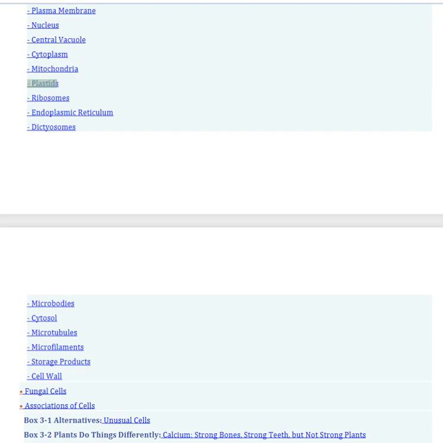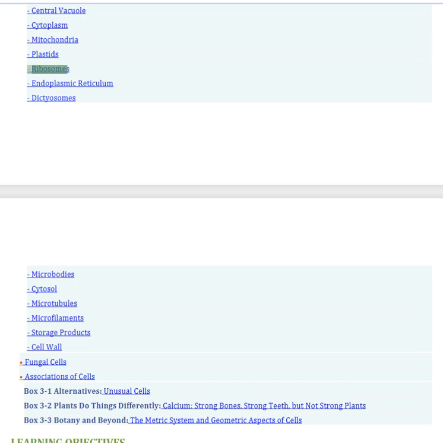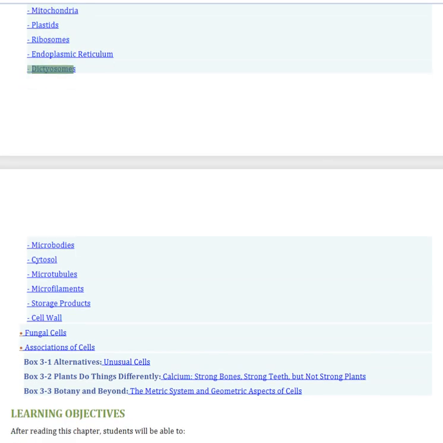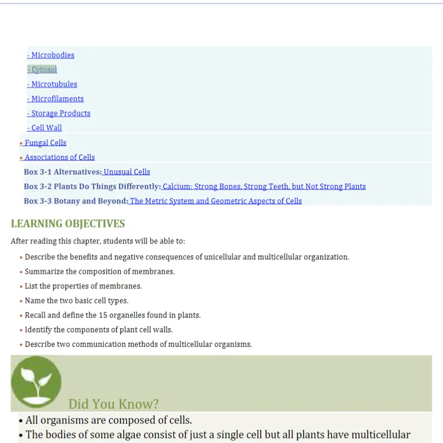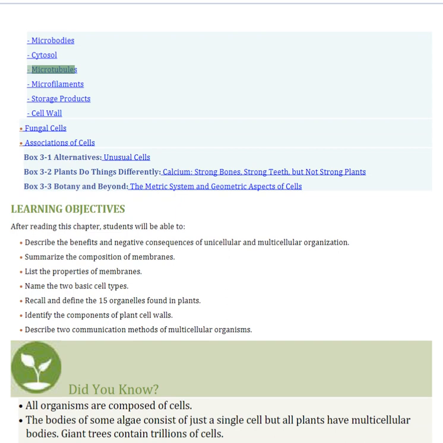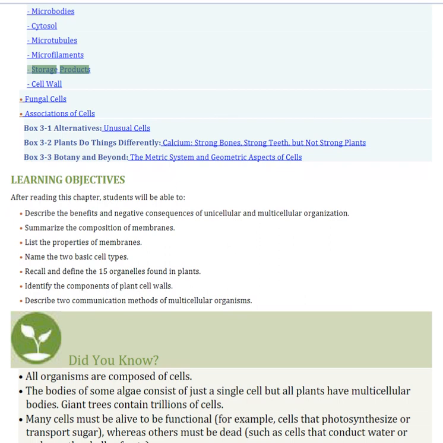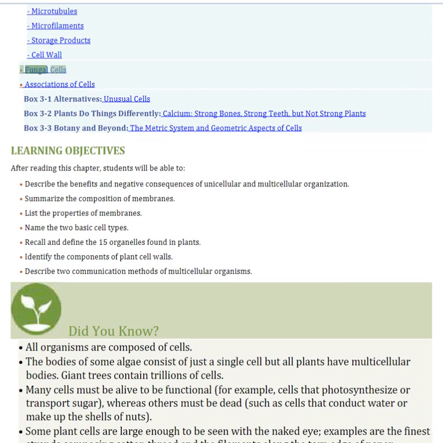Mitochondria. Plastids. Ribosomes. Endoplasmic reticulum. Dictyosomes. Microbodies. Cytosol. Microtubules. Microfilaments. Storage products. Cell wall. Fungal cells.